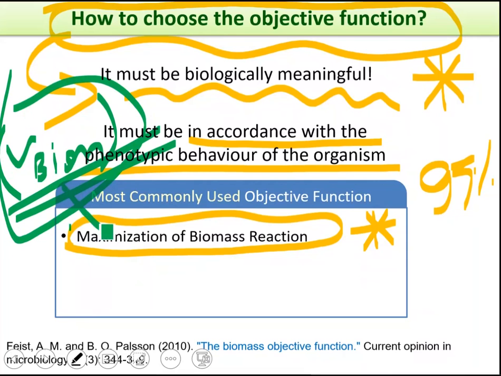So why is maximization of biomass reaction commonly used in literature? Is it biologically meaningful? Is it in accordance with the phenotypic behavior of the organism?